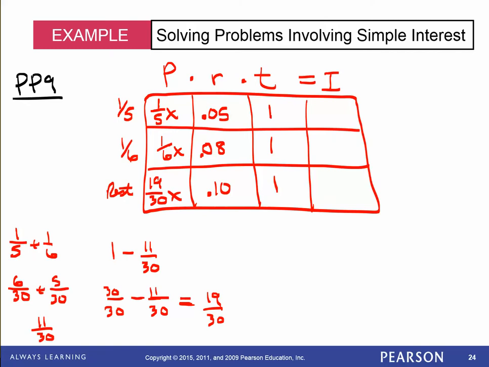Cool. All right, so let you guys do the first one here. I'll show you the answers here for the cycle. So multiply 1/5 x times 0.05 times 1 and see what you get for I. See what should be at the end there.